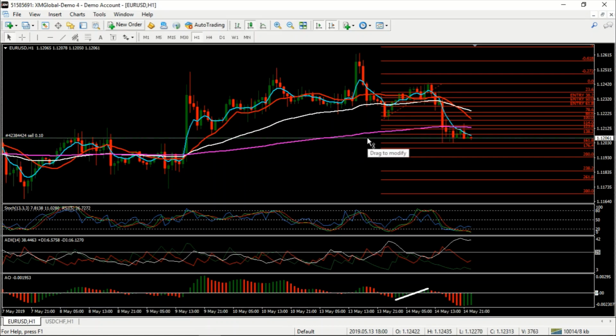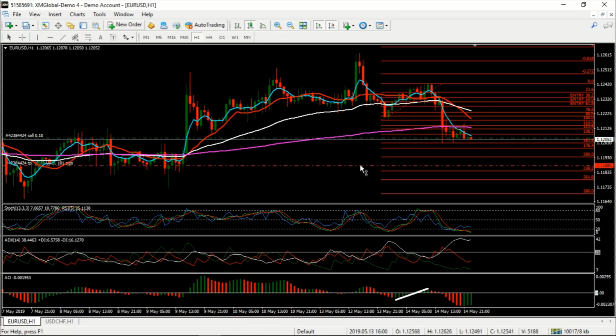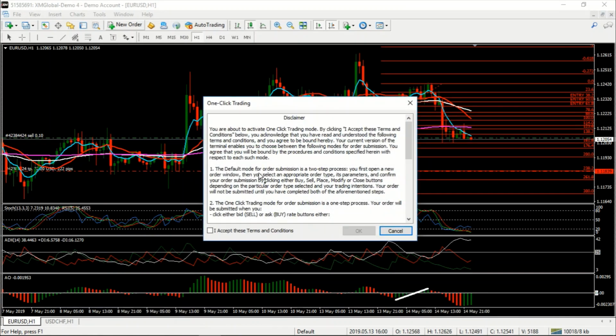What we then do is click on this line, and we can now set our take profit level. Our take profit level, we said we would put at the 238.2, which is over here at this Fibonacci extension level. So we click on this and drag down, and as you see, a red line appears, and we drag it down to the 238.2 level, and this would be our take profit line. It shows us over here one click trading. We can just say yes, I accept these terms and conditions, and okay.